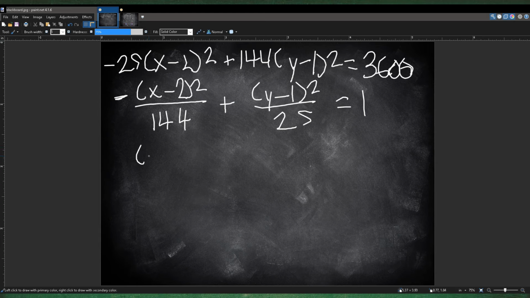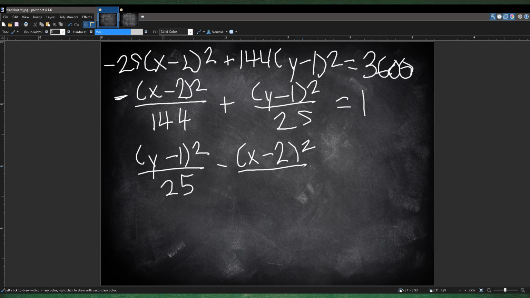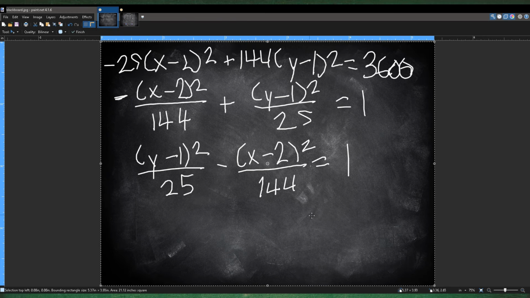Change it so it's in the right form, so it's (y minus 1) squared over 25. This is the positive number, and then minus the negative, so you minus (x minus 2) squared over 144. So you just rearrange it so you get the proper form, equal to 1. So that's our general form.